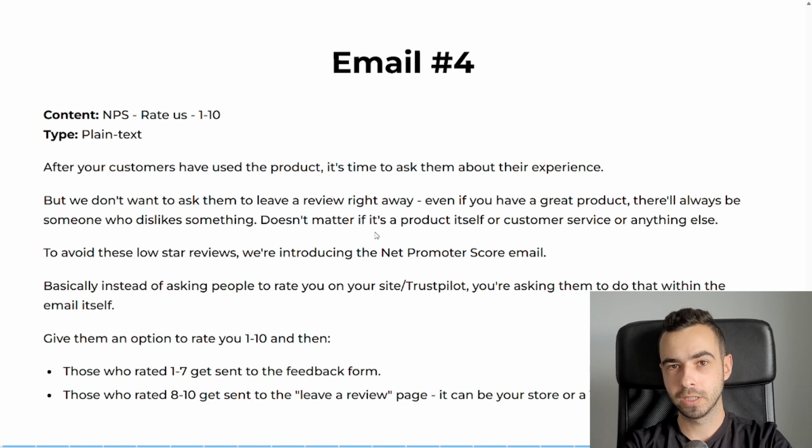So we have buttons that are clickable where people can rate you 1 to 10. Those who rate you between 1 and 7 get sent to the feedback form, saying, "Hey, sorry to hear you didn't like your experience, let us improve." But those who rate you 8 to 10 get sent to the review page, whether it's your store or a Trustpilot page. Again, it really helps you get higher scores on pretty much all of the reviews.